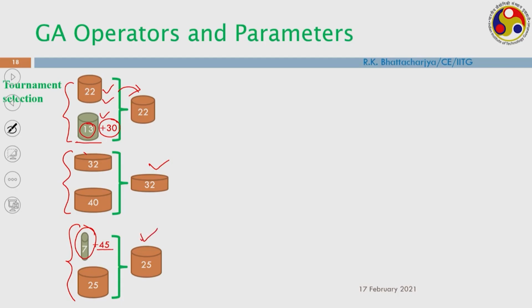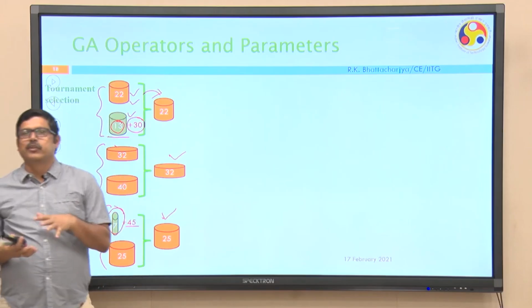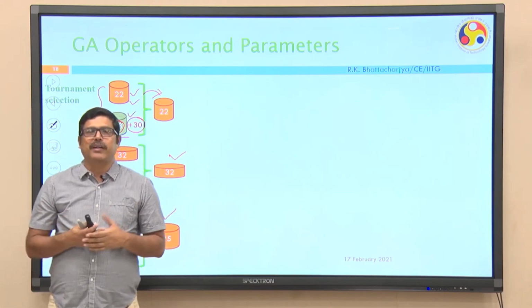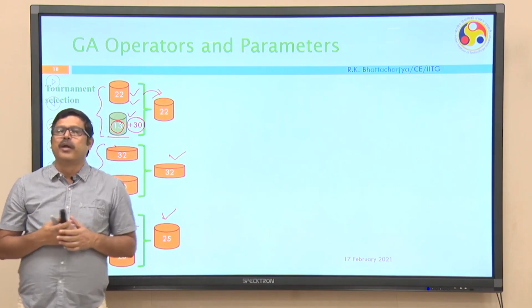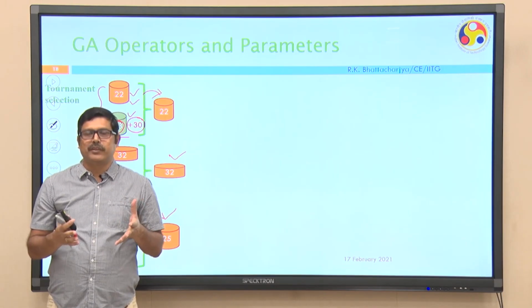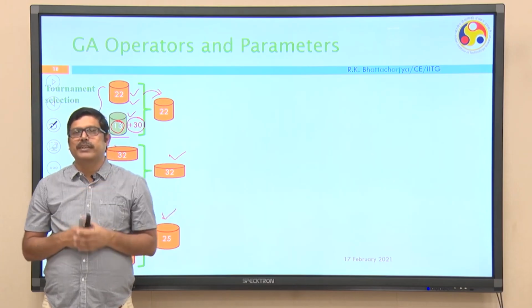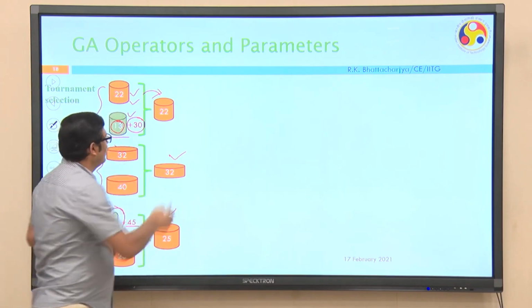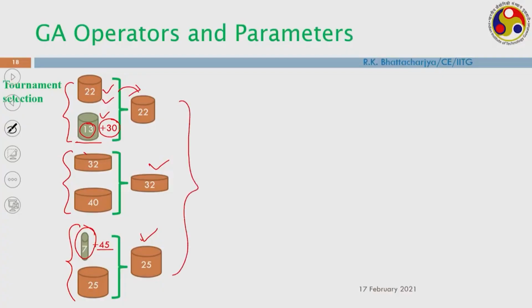Now, what I am doing here, we have a total of 6 solutions, and if I select 2 individuals for a tournament, that means my tournament size is 2. In that case, what will happen? I can play 3 tournaments, is it not, because my total is 6 solutions. So, 3 tournaments means 3 winners. So, I am getting 3 winners, and these 3 winners will go to the next generation.